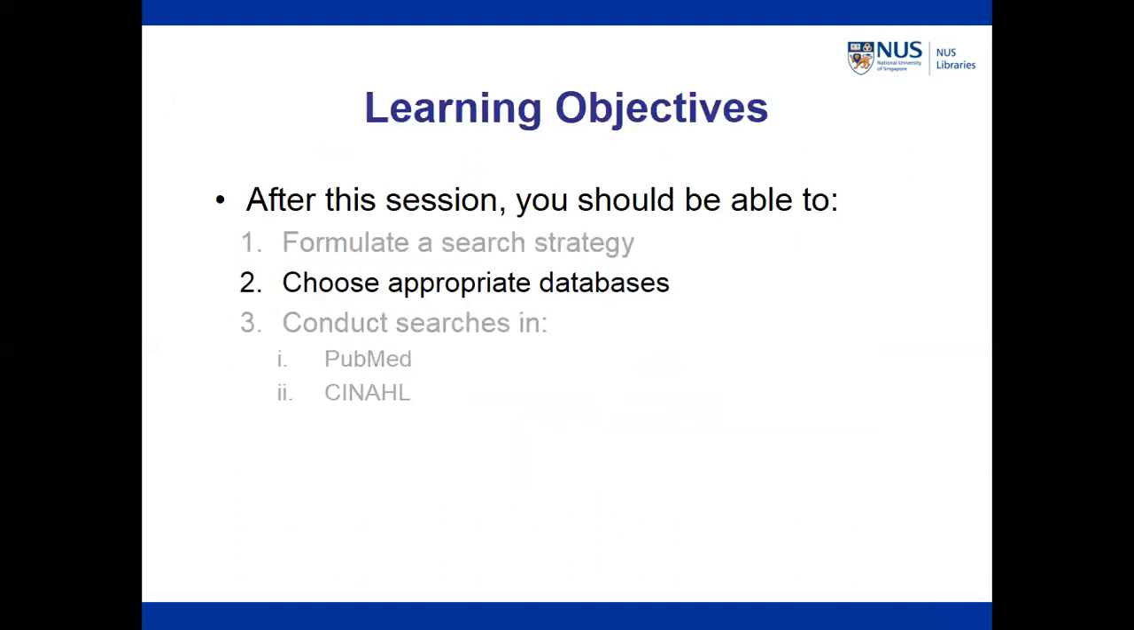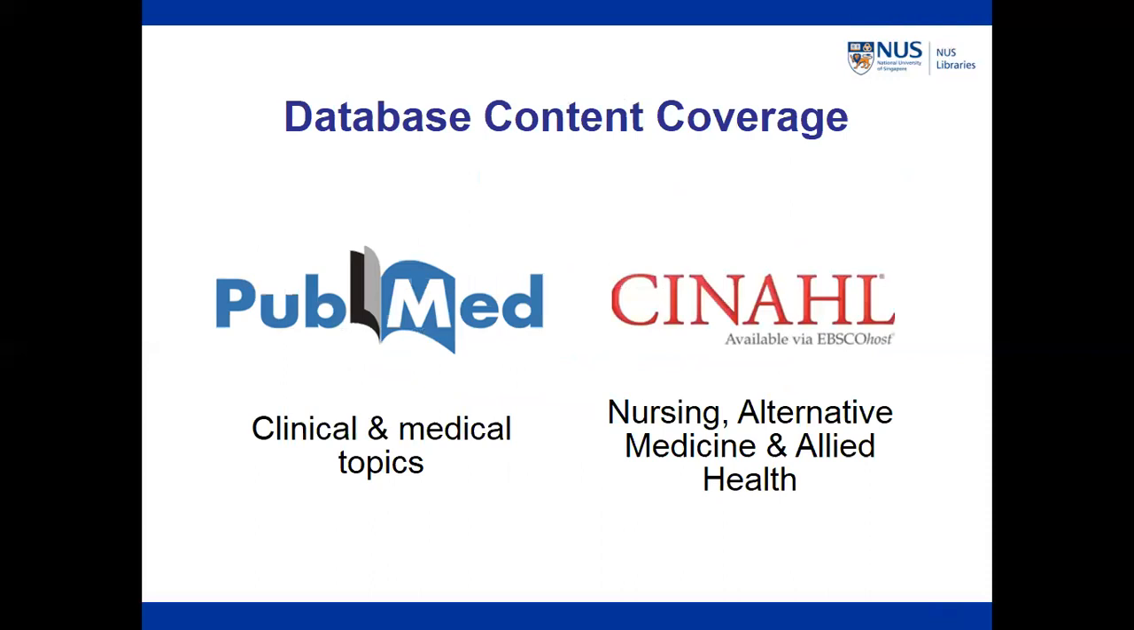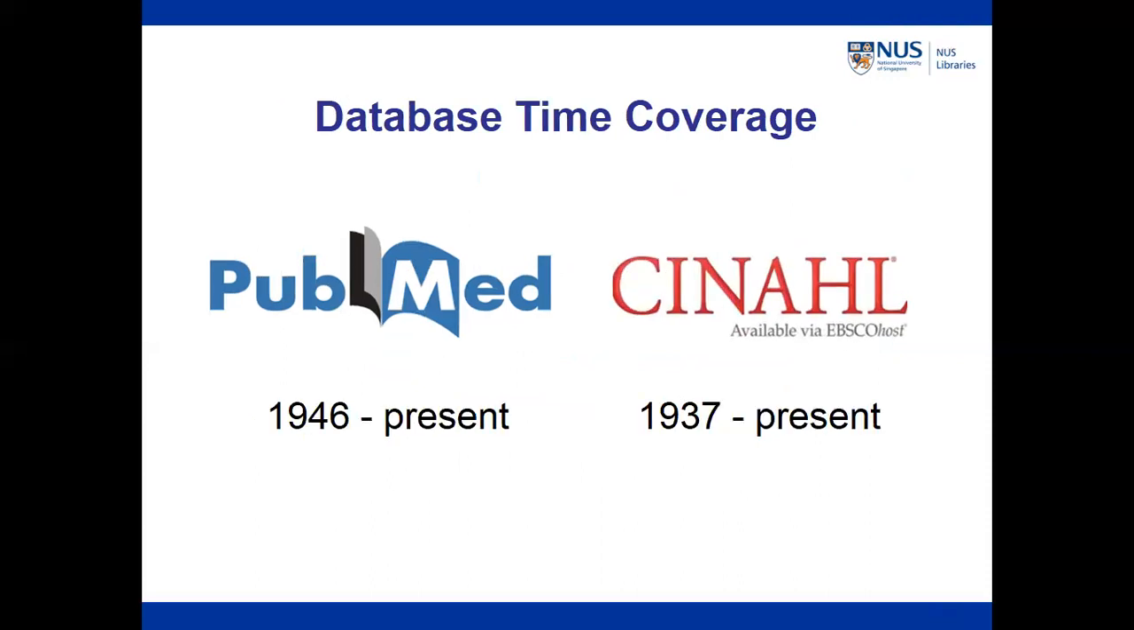As mentioned earlier, choosing appropriate databases depends on the type of information you are looking for. Today, we are going to show you how to search in PubMed and CINAHL, as they cover clinical and medical topics as well as nursing, alternative medicine, and allied health content. Bear in mind that PubMed will have more results than CINAHL, although its coverage date is from 1946 instead of from 1937. It is because CINAHL is a smaller database which focuses on nursing, alternative medicine, and allied health.